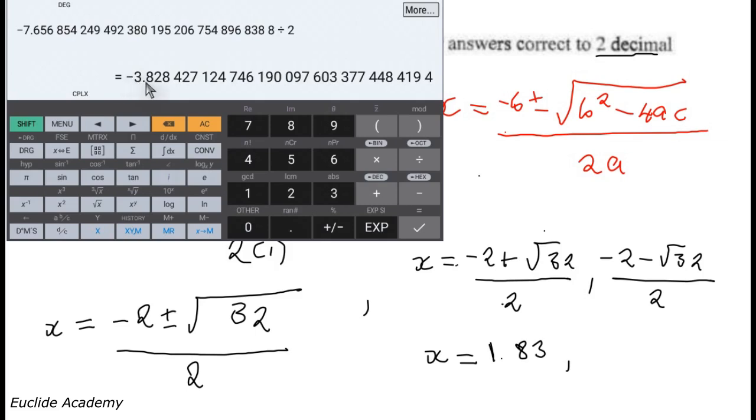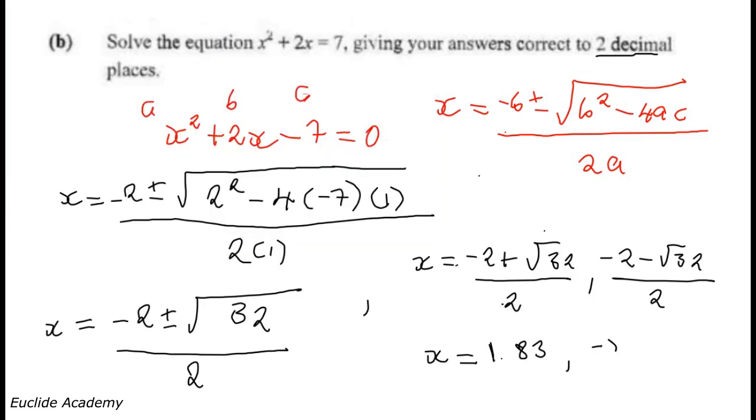So again, to two decimal places, we got negative 3.12, and the next value next to the 2 is greater than 5, definitely, so we round up the 2 there. Our answer here is going to be negative 3.83. So x has two possible values: 1.83 or negative 3.83.